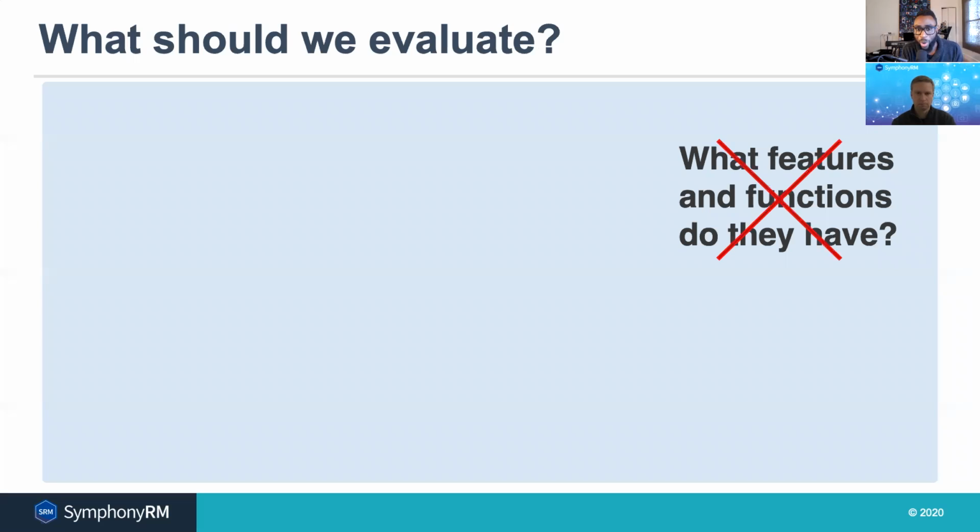So we want to jump away from this being the key focus: what are the features and functionality? Because there's a tendency, a lot of people can just answer yes to everything, and we want to get away from that and really think about how we are transforming the business. So there's 5 key components that I'm going to go over for the rest of the presentation.